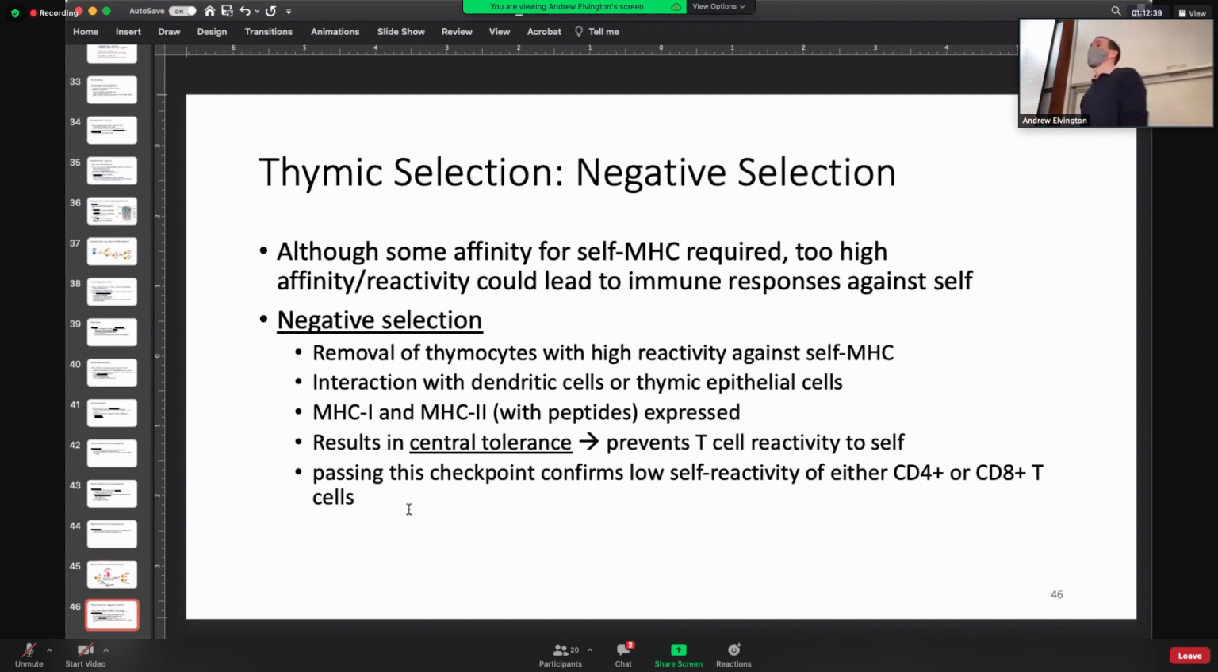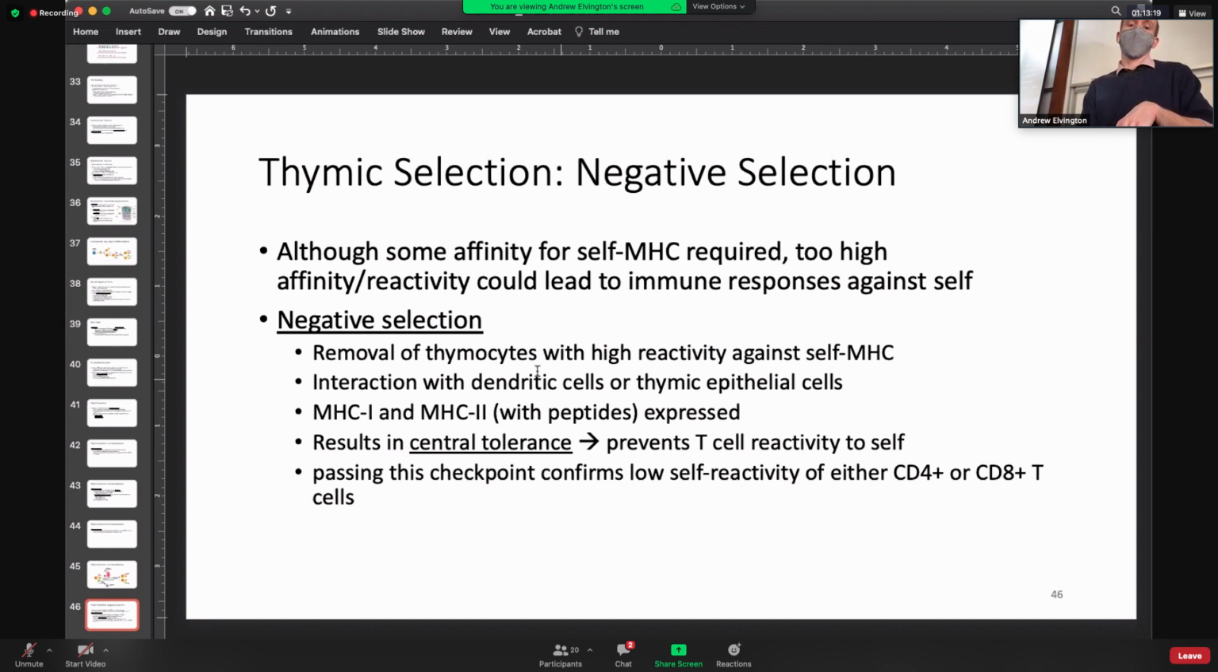The other set of events is we also need to get rid of those developing thymocytes that are going to bind too strongly to self-antigens or to self-MHC, because if those escape, they will start to see all of this tissue and be programmed to think we've got to attack it. So these are the steps of negative selection. Positive selection keeps those that can interact. Negative selection gets rid of those that are too strong. And what we say is that we are getting rid of high reactivity against MHC proteins.